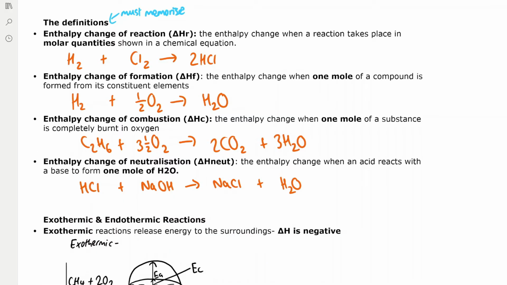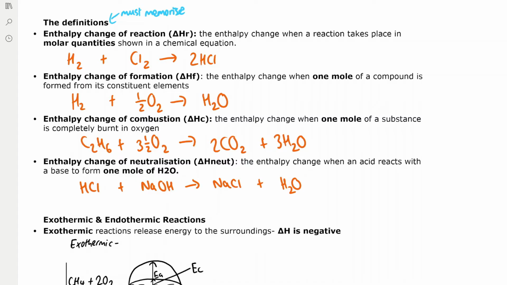We have some definitions that we need to memorize, and the first definition is the enthalpy change of reaction, and this is the enthalpy change when a reaction takes place in the molar quantities shown in a chemical equation. So for example, if hydrogen reacts with chlorine, it forms 2 moles of HCl. And the enthalpy change of this reaction is measured when it occurs in the molar quantities shown in the chemical equation. Then enthalpy change of formation is the enthalpy change when 1 mole of a compound is formed from its constituent elements. So for example, hydrogen and half a mole of oxygen react to form 1 mole of H2O.